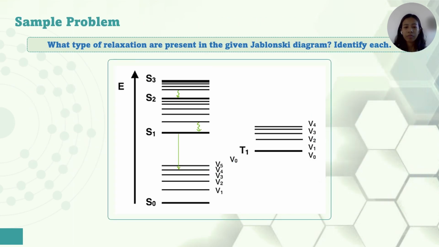Let's try answering this problem. What type of relaxation are present in the given Jablonski diagram? You can try to pause the video to answer.